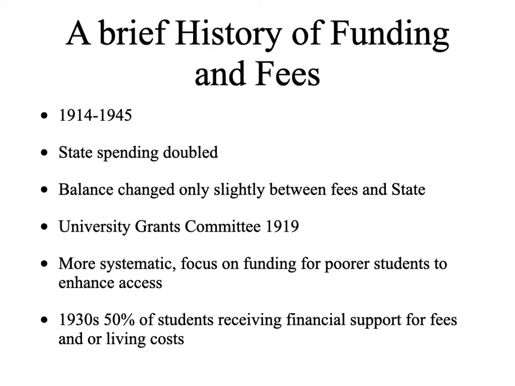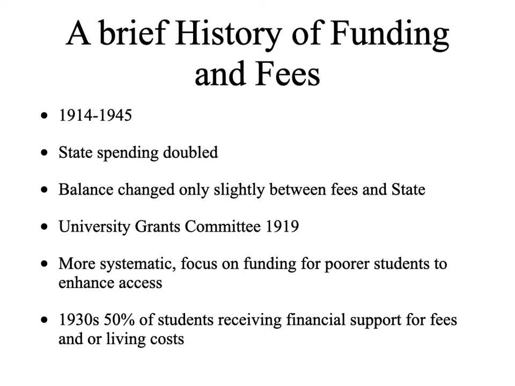And between the wars, we saw state spending double, but as we reflected on earlier, actually the growth in universities was still extremely slow in this period. The balance changed slightly between the role of fees paid by individuals and state funding through taxation. And you recall the University Grants Committee had been set up in 1919 to deal with the very poor financial state of the universities after World War I.